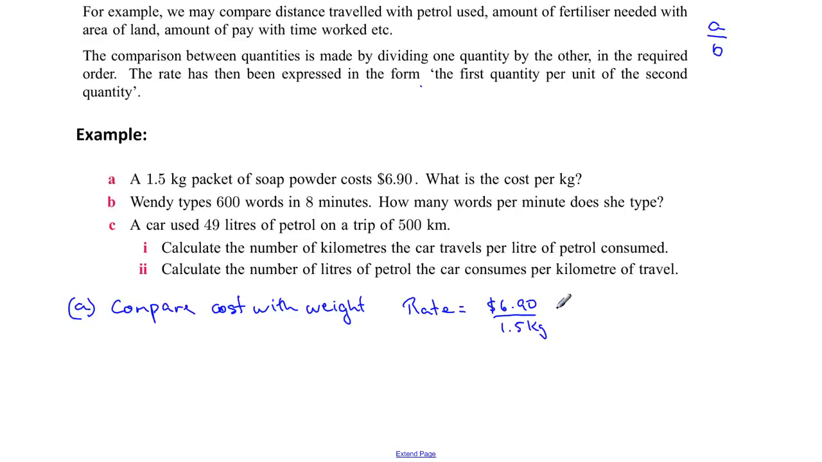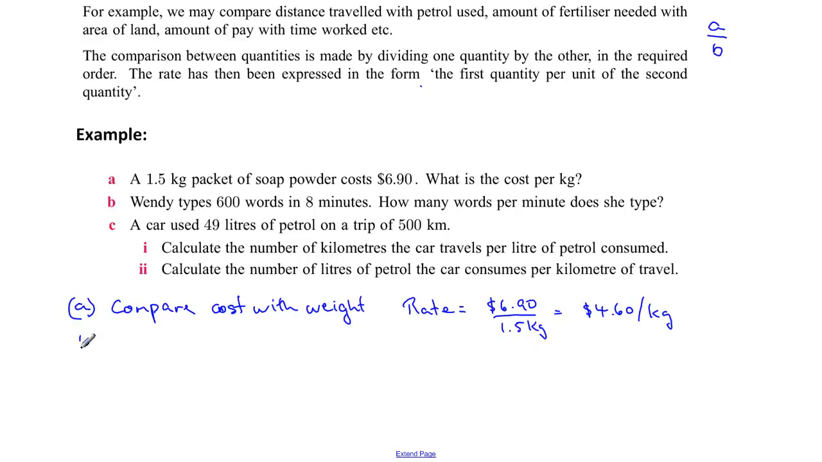So when we divide the 1.5 into the $6.90, we end up with $4.60 for every 1 kilogram. So we write down per kilogram. So remember to write the units down whenever you do this. It's very important. Dollars and kilograms have got to be in there. So this is the cost per unit of weight. And the unit of weight, remember, is 1 kilogram.